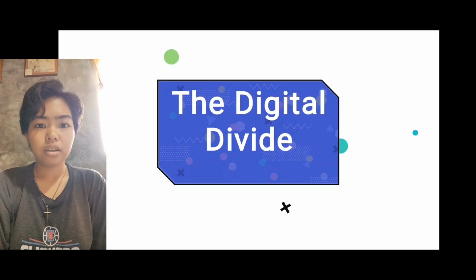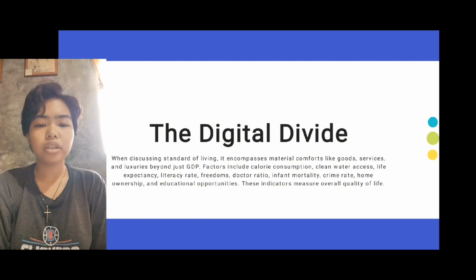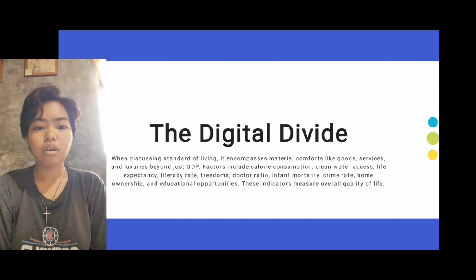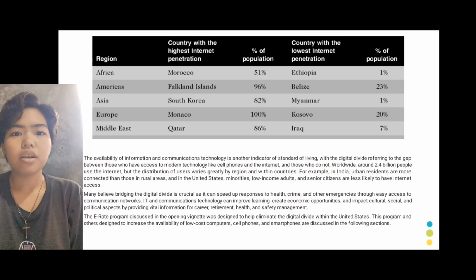The digital divide. When discussing standard of living, it encompasses material comforts like goods, services, and luxuries beyond just GDP. Factors include calorie consumption, clean water access, life expectancy, literacy rate, freedoms, doctor ratio, infant mortality, crime rate, home ownership, and educational opportunities. These indicators measure overall quality of life. The availability of information and communication technology is another indicator of standard of living. The digital divide refers to the gap between those who have access to modern technology like cell phones and the internet, and those who do not.